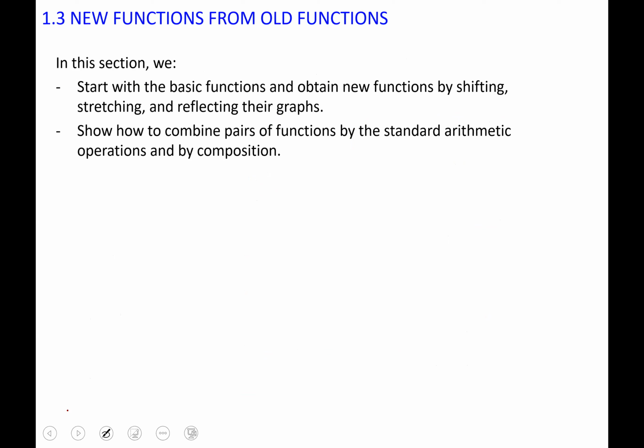Okay, the last part for this week was section 1.3. We're still talking about functions, but now about new functions that we can get from old functions, which is basically some algebraic operations we can apply on the given functions, and some compositions and some transformations.